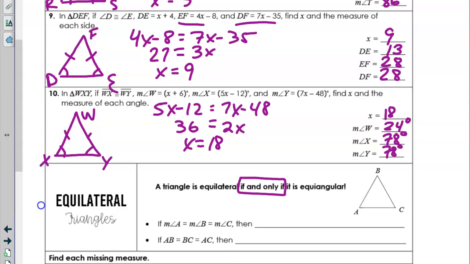The first part is saying if the measure of angle A is equal to the measure of angle B is equal to the measure of angle C, then what do you suppose we're going to put equal as a then? We know all the angles are congruent. What do we know for the then? A equals C.